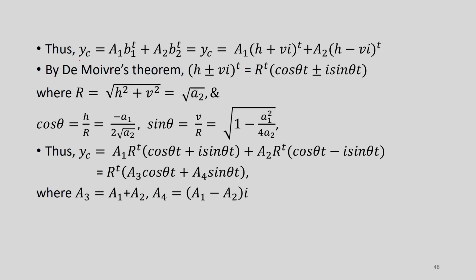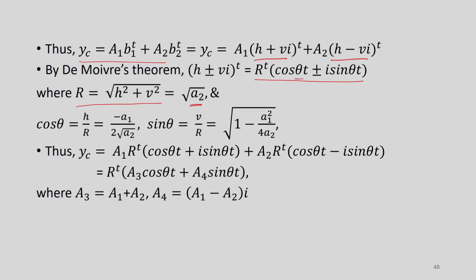So, therefore, the complementary function is a 1 b 1 to the power t plus a 2 b 2 to the power t, and I know b 1 and b 2 are these h plus minus v i. So, I can write them and it turns out to be like this. Now, by De Moivre's theorem, h plus minus v i to the power t can be written as r to the power t multiplied by cos theta t plus minus i sin theta t, where r is equal to root over h square plus v square. In this case, what is h square plus v square? It is simply a 2.